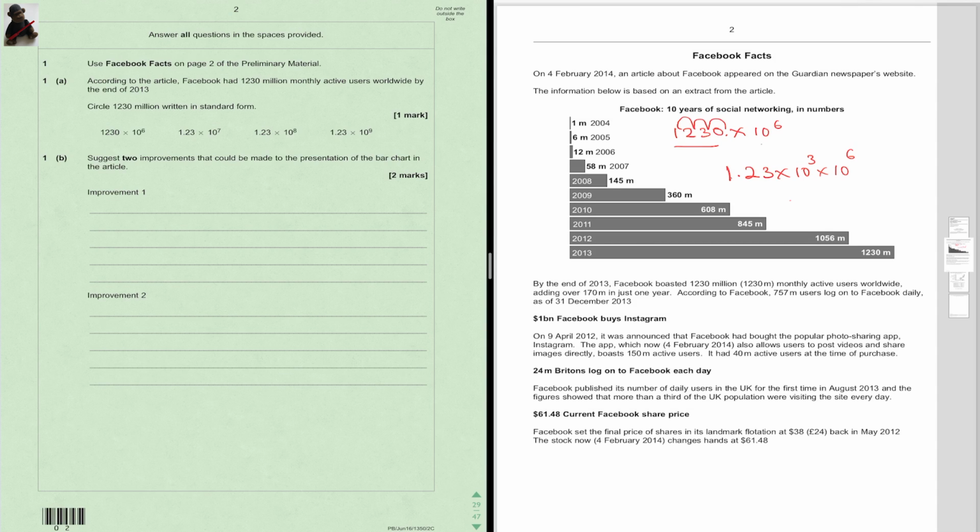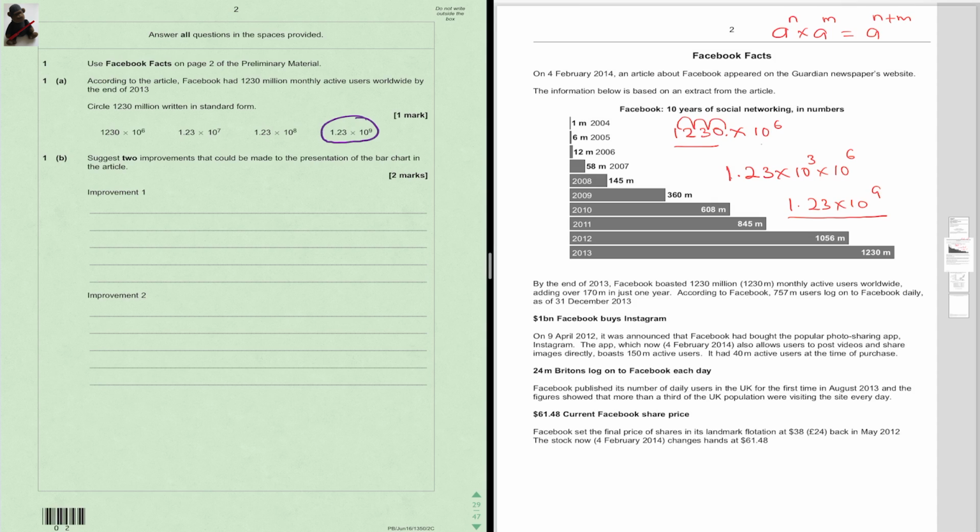Now I need to write 10 to the power 3 times 10 to the power 6, because they have the same base, and when multiplying them, we add the power. This is the law of indices, which says that a to the power of n times a to the power of m equals a to the power of n plus m. So in this case, I'm going to have 1.23 times 10 to the power of 9. So on the left hand side here, I'll look for 1.23 times 10 to the power of 9, and I'll circle that. That's the answer.